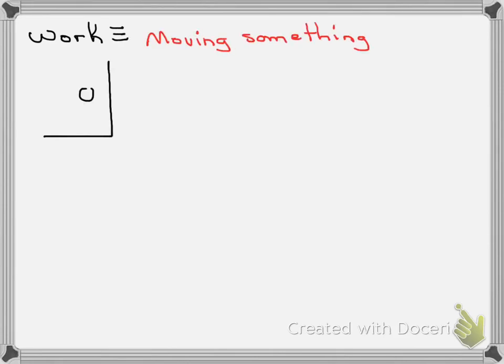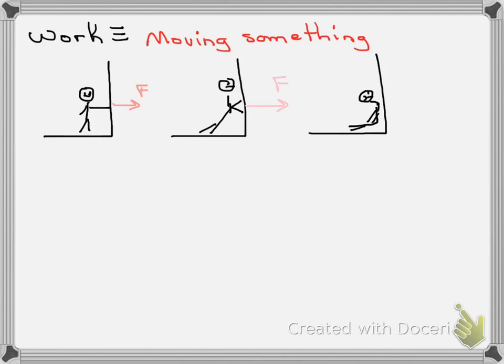Next, we're going to move on to Chapter 6 and start talking about work. Work is defined as moving something. For example, I can push on a wall, and I can push on a wall even more. And I can push and push and push on that wall until I am plumb worn out. But if the wall doesn't move, then I have done no work on the wall.